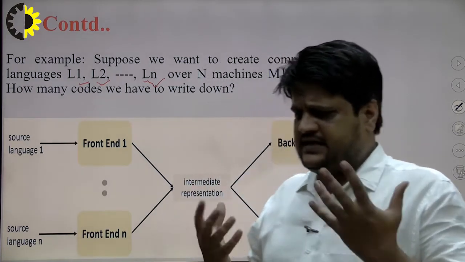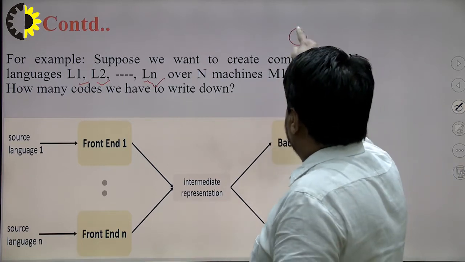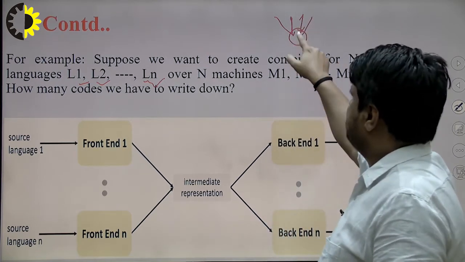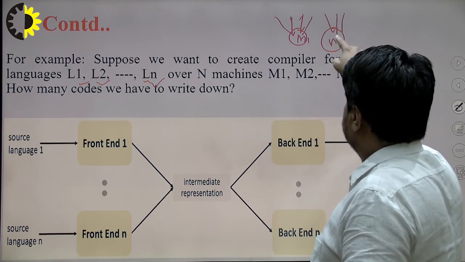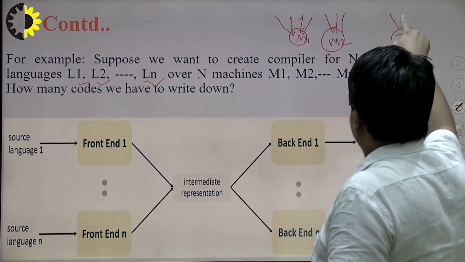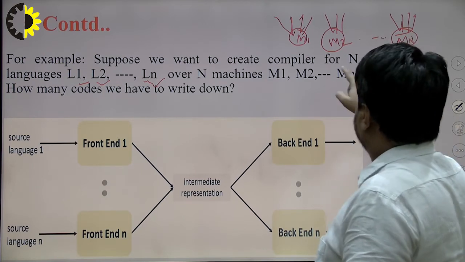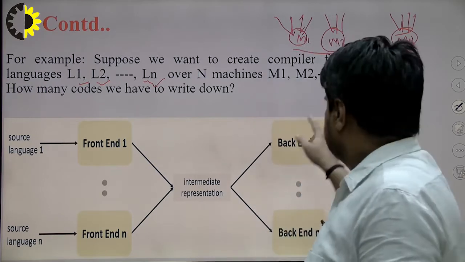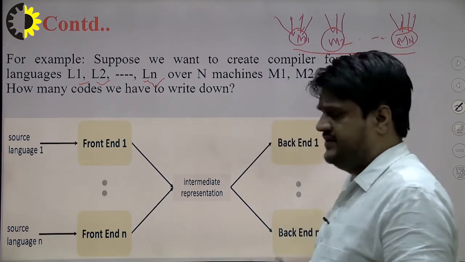Our simple answer is, if it is monolithic, each machine will contain n compilers. So you have to write n compilers for machine M1, n compilers for machine M2, and n compilers for machine Mn, and so on, right? So in total, how many compilers will there be? Your answer is n cross n compilers.